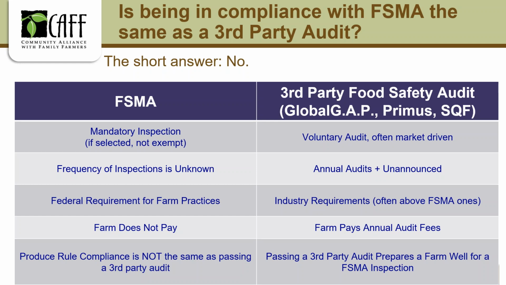different than a third-party food safety audit. There's certainly overlap, but there's a number of different ways that they differ. And the first one being that an on-farm visit under FSMA is considered an inspection, whereas an on-farm visit under a third-party food safety audit is considered an audit. So inspections versus audits. And that is where we'll stop for this question.